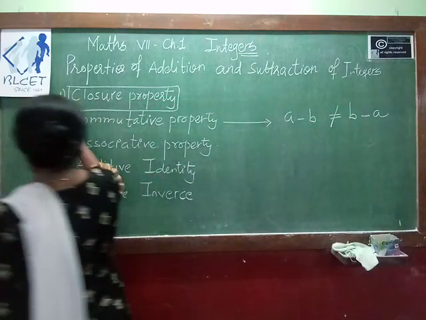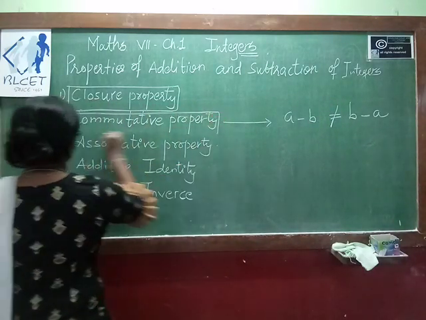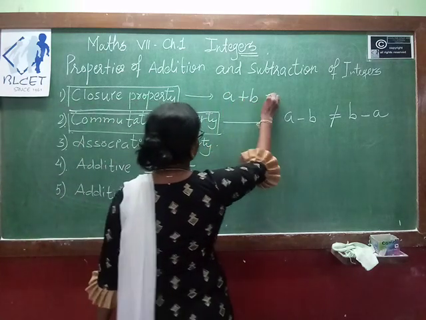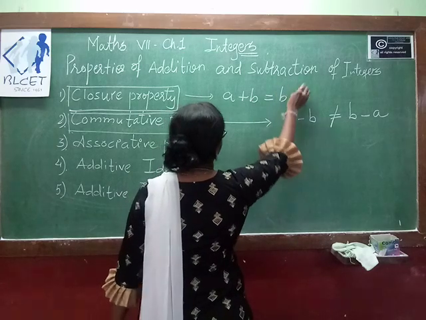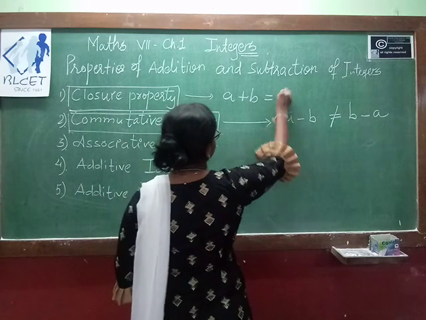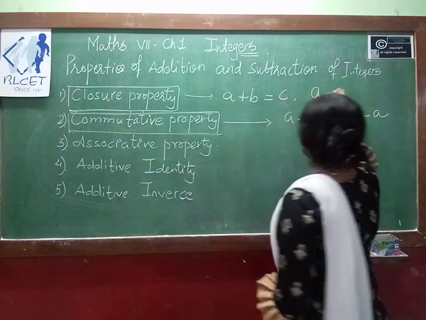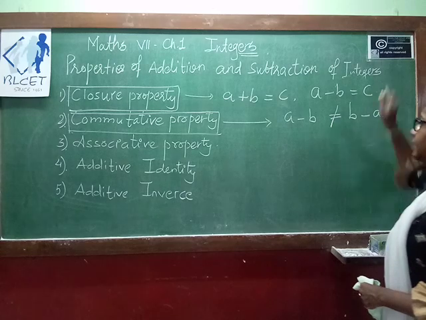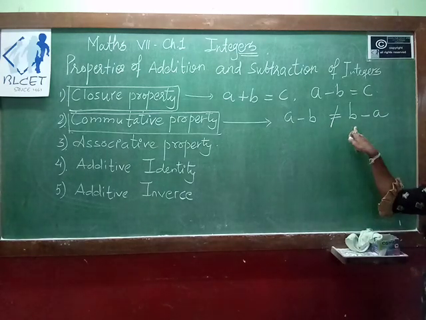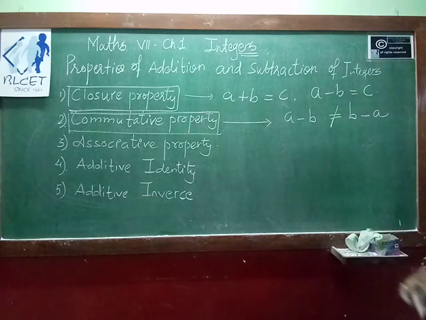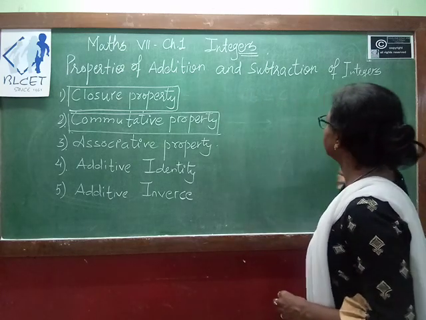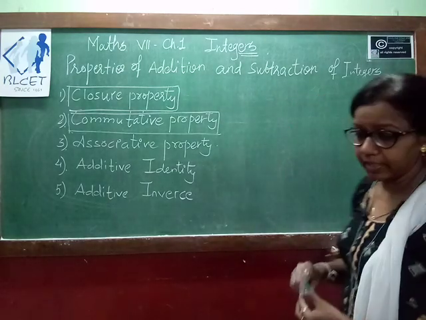Now see in your textbook. For addition we are getting an integer, and for subtraction also we are getting an integer. But the commutative property does not hold for subtraction, while it holds for addition. Don't worry, don't write this. Now we move on to the examples which are given in your textbook.